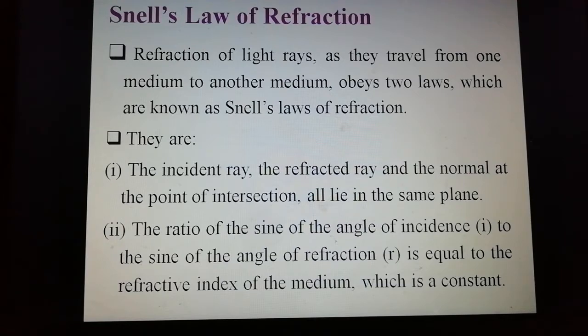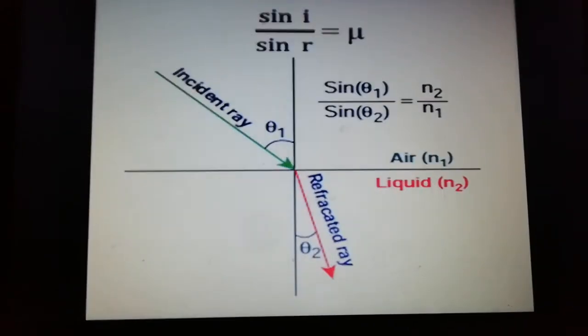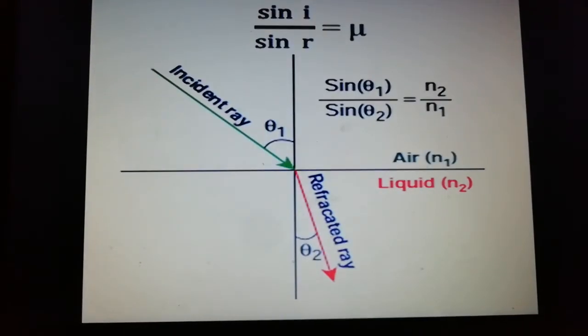of angle of refraction r is equal to the refractive index of the medium. So refractive index is a constant. Snell's law is represented by sin i divided by sin r equal to mu. Mu is the refractive index of the medium.